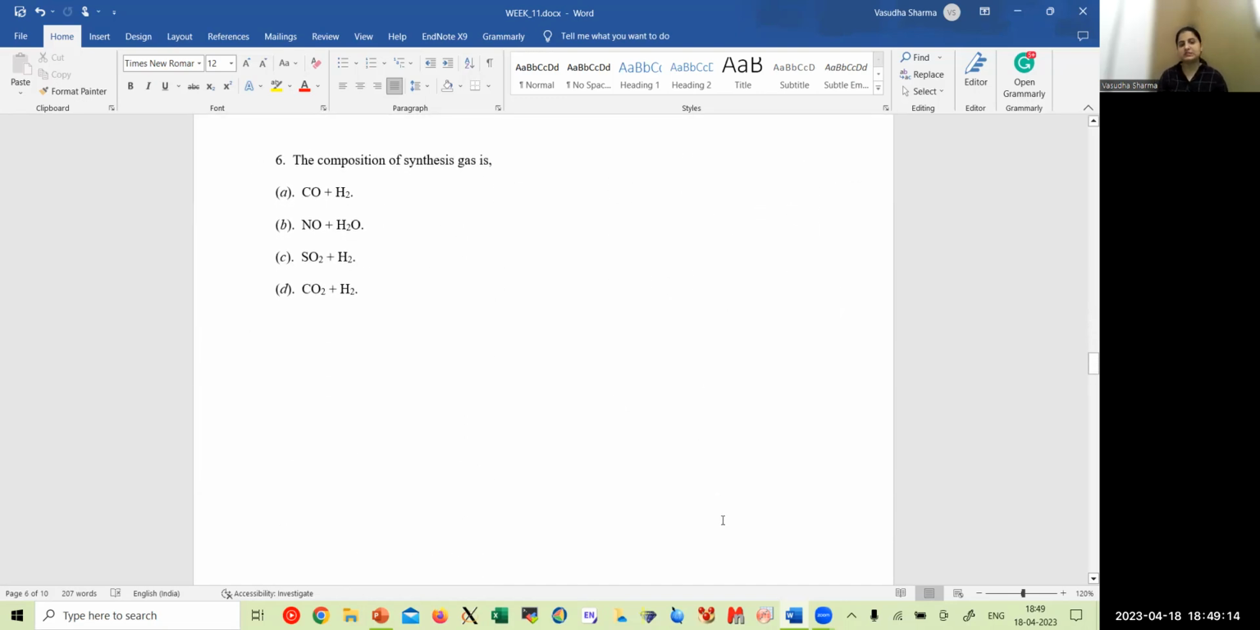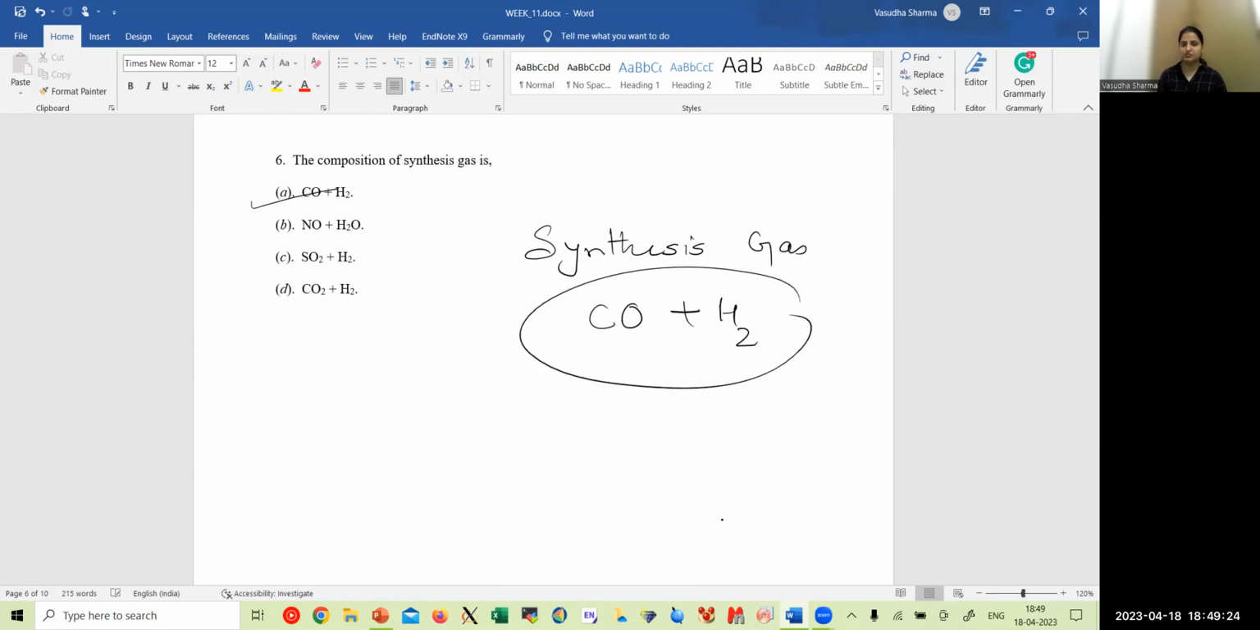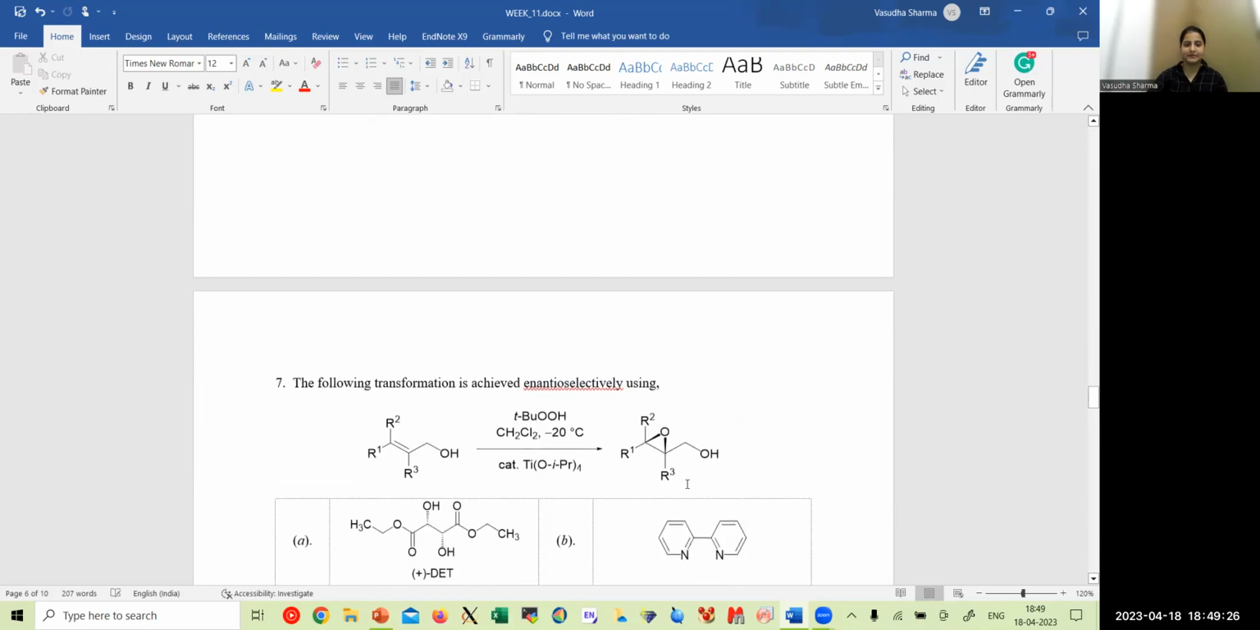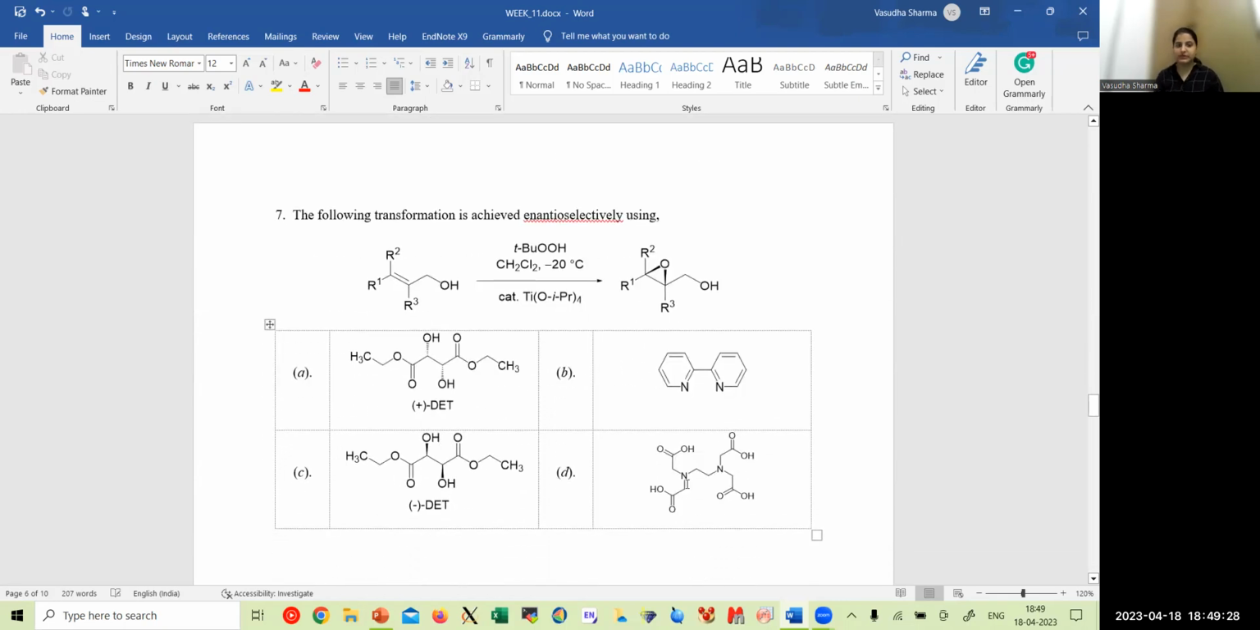The composition of synthesis gas is also very straightforward. Synthesis gas is nothing but your combination of carbon monoxide with H2. These are very straightforward questions.